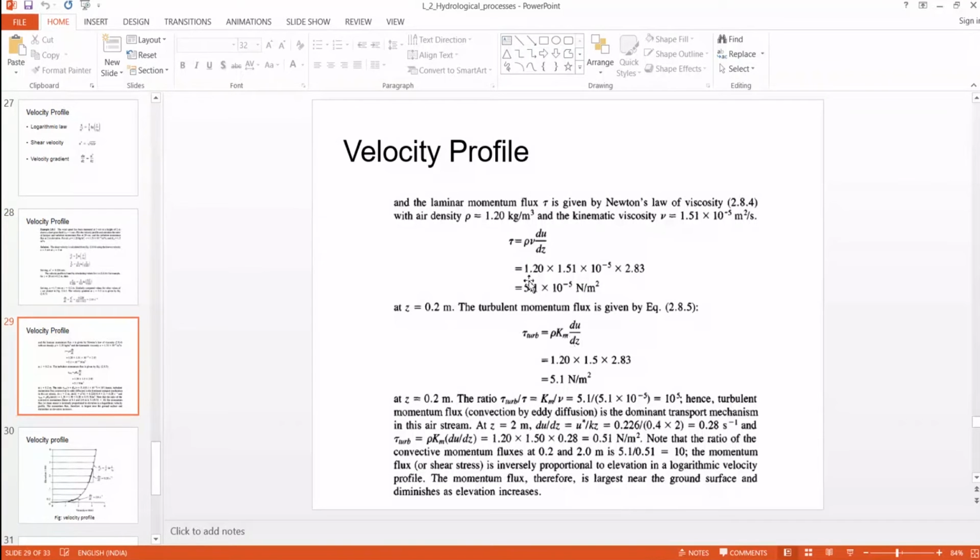Then we can calculate the rate of change of momentum, or rate of transfer of momentum, that is called ρν du/dz. We already computed du/dz, and ν is given as 1.5 × 10^-5. Rho is 1.2, so we can get tau equal to 5.1 × 10^-5. This is for laminar flow, and for turbulent flow, no, this is a turbulent flow.